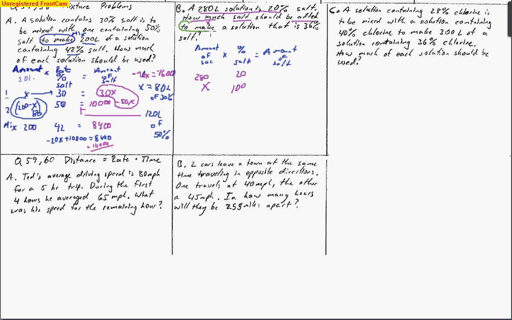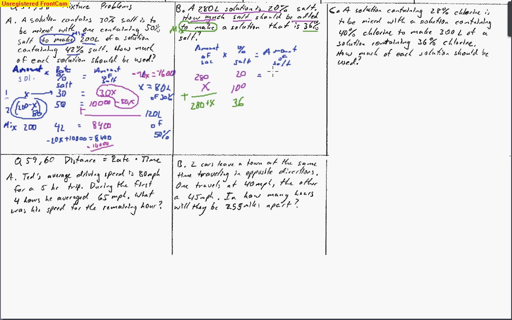To make means that we are now dealing with the mix. So right there is our mix. We're going to make a 36% solution. So 36% goes right there, and these two get added together. So we end up with 280 plus x right there. And then we go ahead and multiply those numbers.